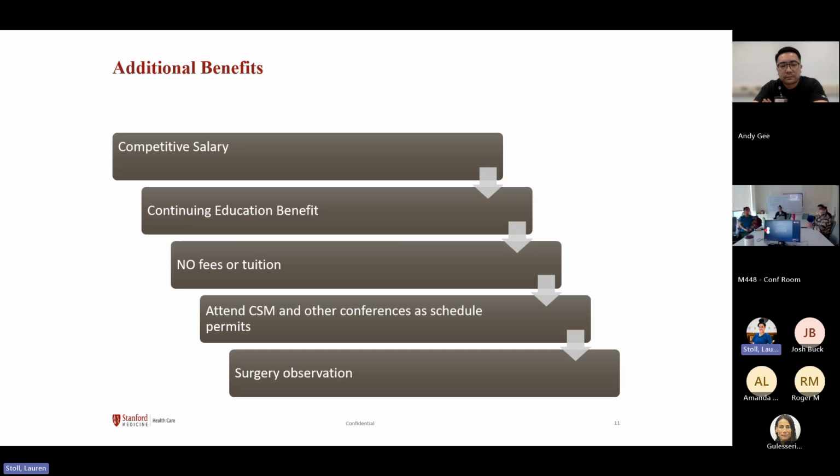Stanford also gives a really good continuing education benefit. So for full-time employees, once you pass your probationary period, you get $2,000 for the fiscal year to be used towards continuing education. Stanford really takes pride in professional development and continuing education. So it's just really great to have that as additional funds to support whatever you want to pursue.